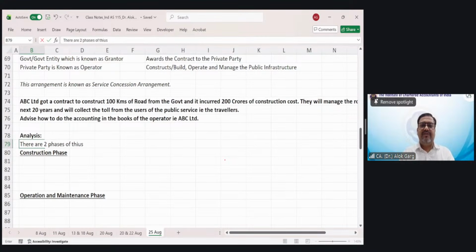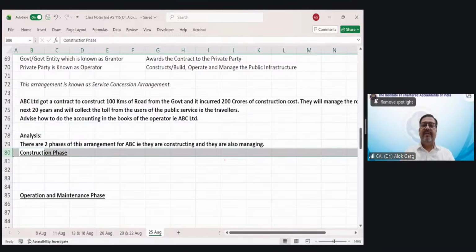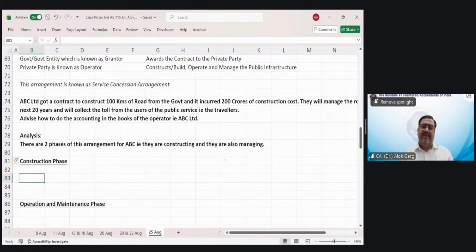Of this arrangement, arrangement for ABC. That is, they are constructing and they are also managing. So there is a construction phase, an operation phase, and an operation and maintenance phase.